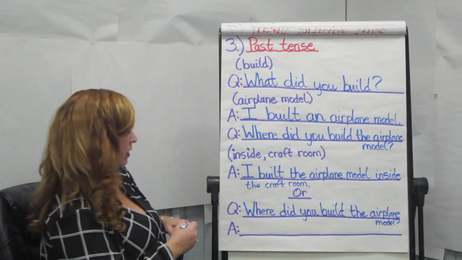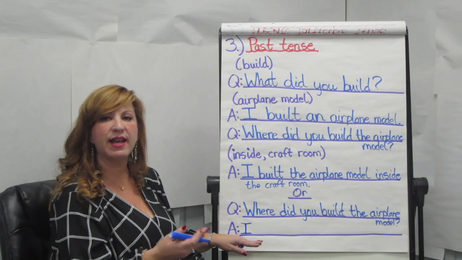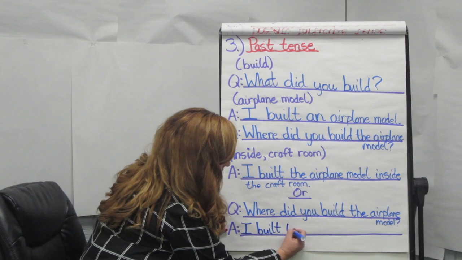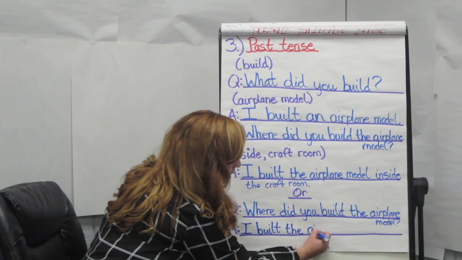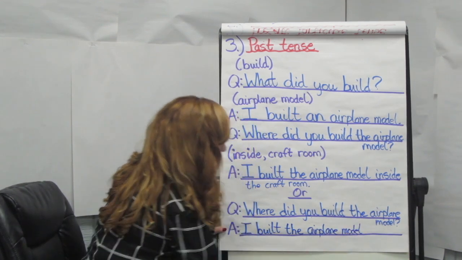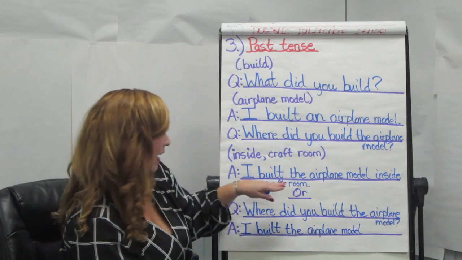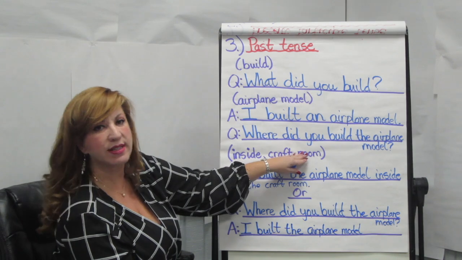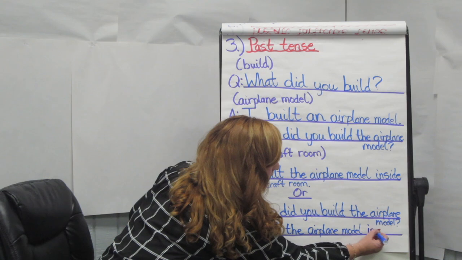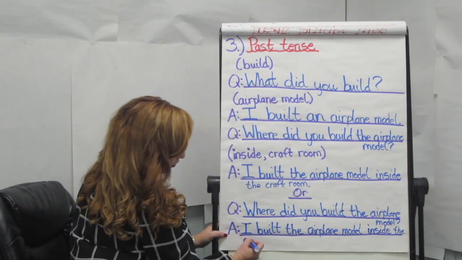So my answer is going to be I built, again, because it has to be in the past tense. I built the airplane model, and now we're going to answer the where. In the craft room, because that is what is inside the craft room. I built the airplane model inside, this is my preposition, inside the craft room.